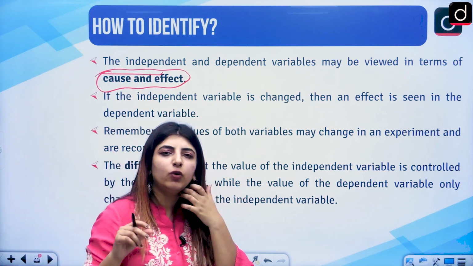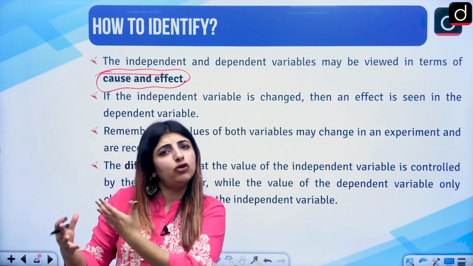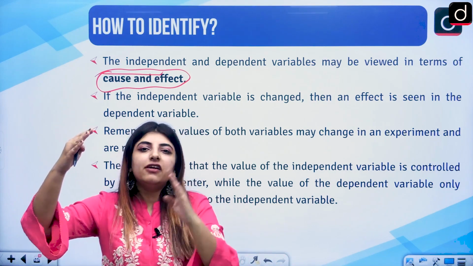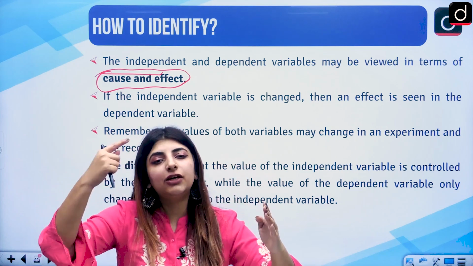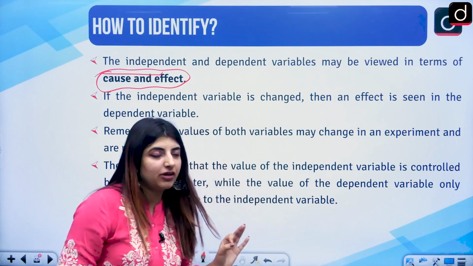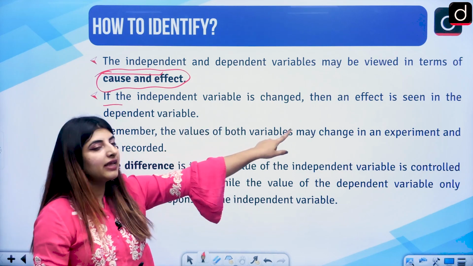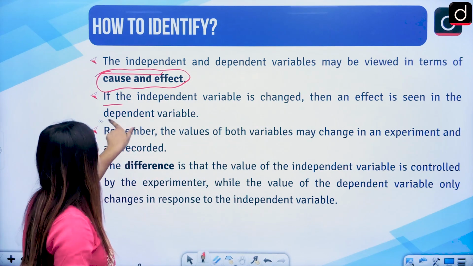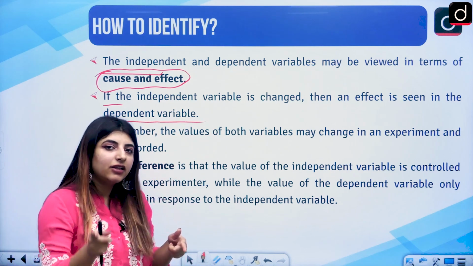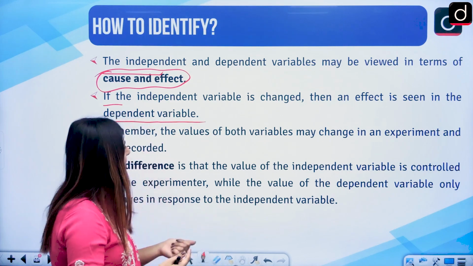Anything you will read in your UGC NET question paper, you will first try to identify, is this the cause of something or is this the output, right? So cause and effect, right? Those are the things you all should be keeping in mind while solving the question papers. If the independent variable is changed, manipulated, there is an effect which is seen on the dependent variable. Already telling you time and again that the changes will be seen not in the independent variable but in the dependent variable.